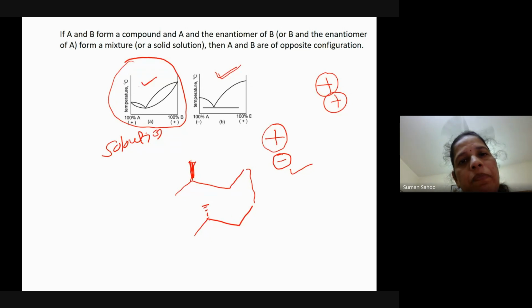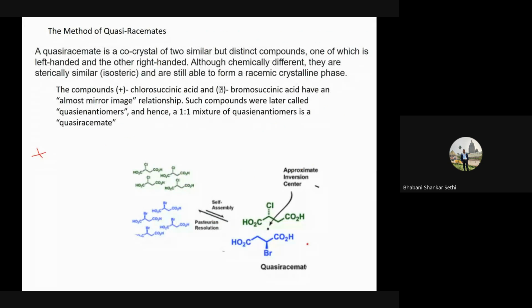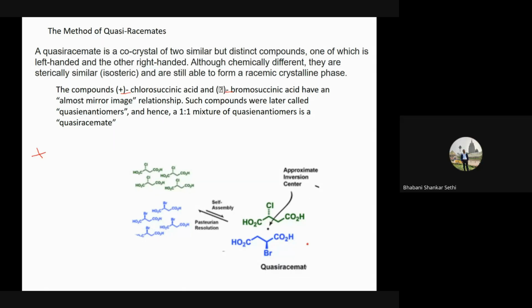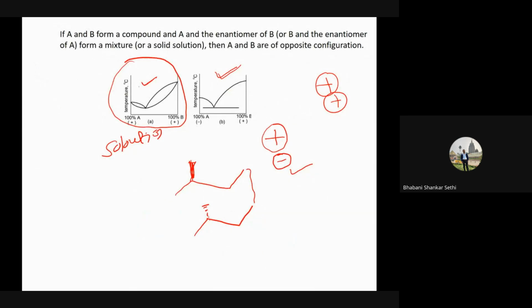You can understand with an example like chlorosuccinic acid and bromosuccinic acid. Chlorosuccinic acid is your plus, but bromosuccinic acid is levo, but they form a quasi-racemate. Like a racemic mixture, plus and minus mixed give a racemic mixture, but that is of the same compound. So in case of quasi-racemate you have to take a different compound, they have to be similar, and if one is right handed, the other one has to be left handed, then only that will form a quasi-racemate.